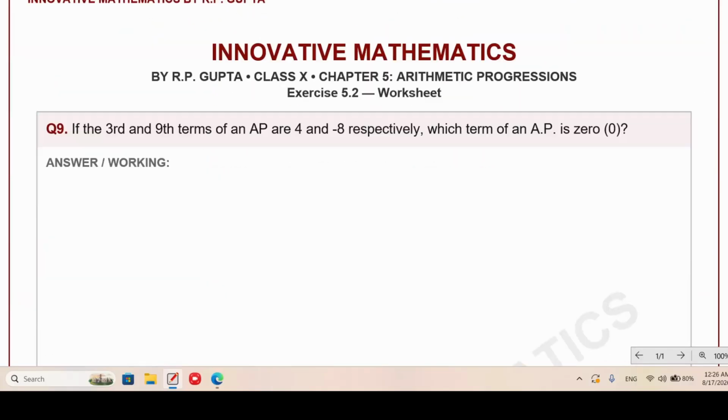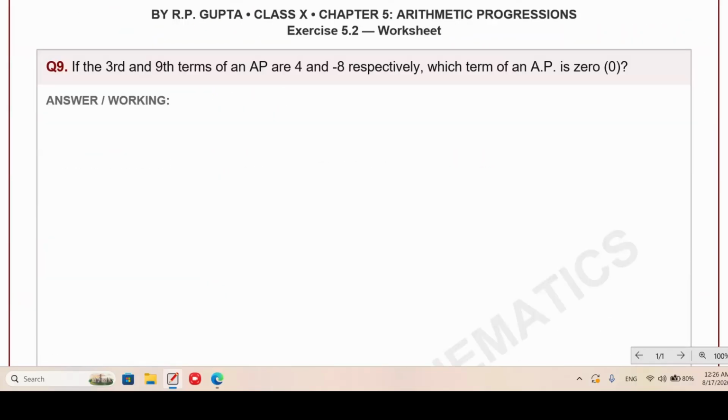Let's do question number 9. Third and ninth term, same type of question, but a very important question. So the third term means A3 equals 4, and A9 is equal to negative 8. That is A plus 2D equals 4, and A plus 8D equals negative 8.